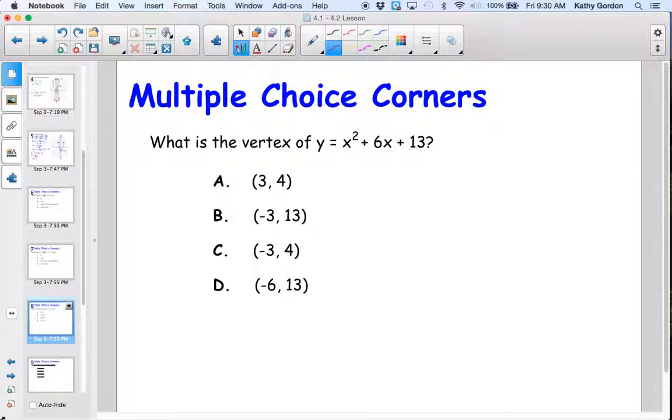Yep. Okay. And so C ends up being our answer because negative b is going to be negative 6 over 2a. 2 times 1, that's going to give us the negative 3. So that eliminates A and D as possibilities. So now to decide whether it's B or C, we have to substitute negative 3 back in. So that's going to be 9 minus 18 plus 13. So it's going to be the C value.